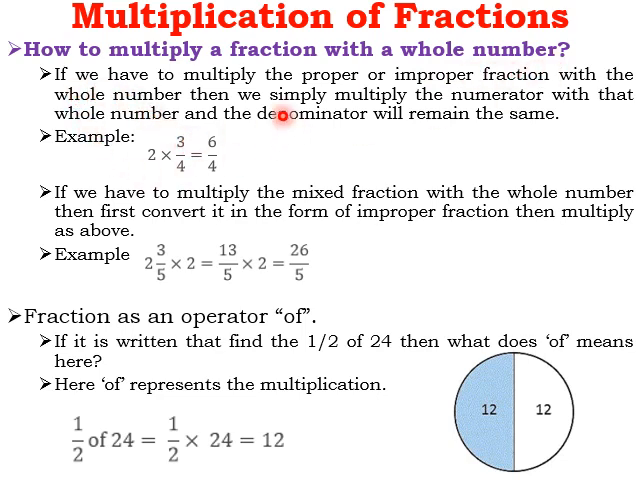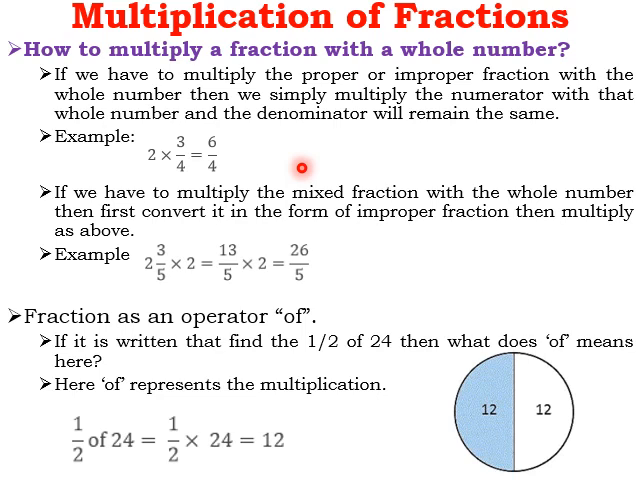If we have to multiply the proper or improper fraction with the whole number, then we simply multiply the numerator with that whole number and the denominator will remain the same. You can see the example. 2 is a whole number, 3 by 4 is a fraction. So 2 into 3 by 4 is equal to 6 by 4. How we got the 6? 6 is 2 into 3.